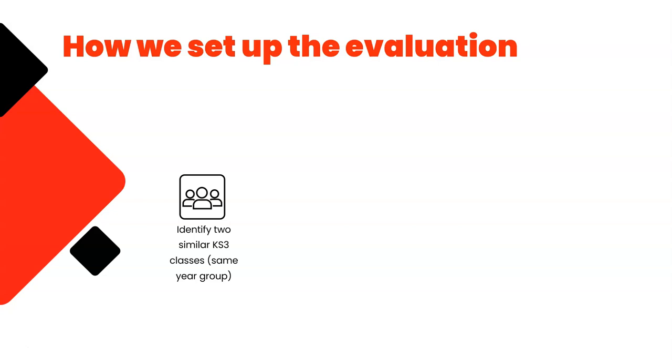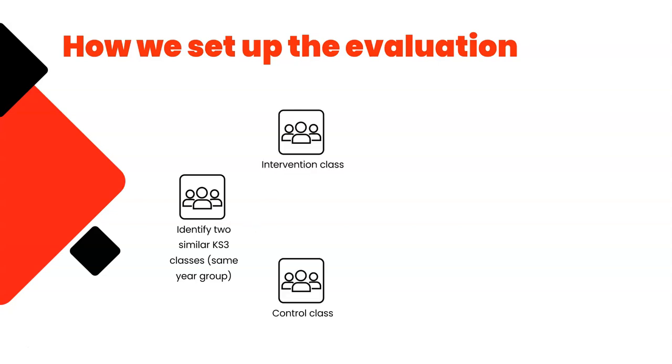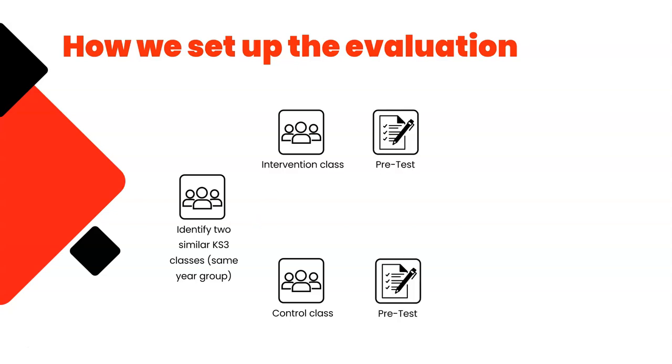So the evaluation is set up in your school for you to identify 2 similar ability Key Stage 3 classes of the same year group. You then use the trial wizard to allocate 1 class to the intervention and 1 class to the control. The pre-test task is then set up using Reading Progress for both the classes to do the reading task and use this as a baseline for the program.